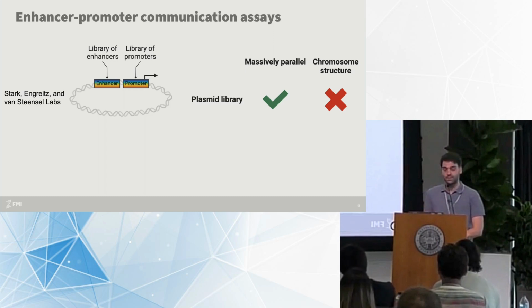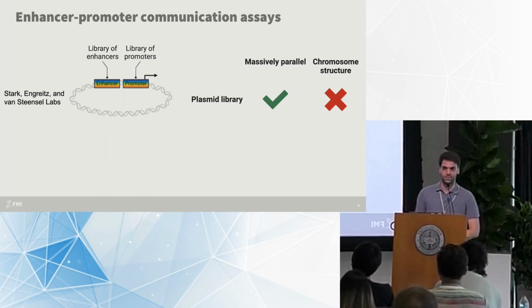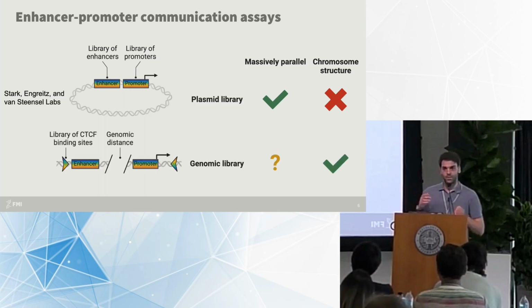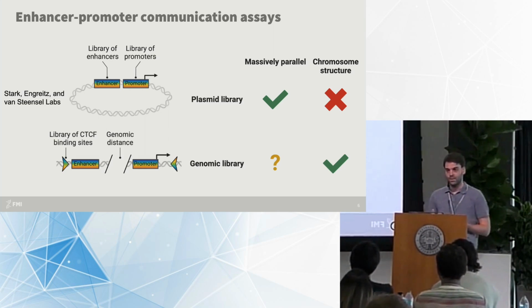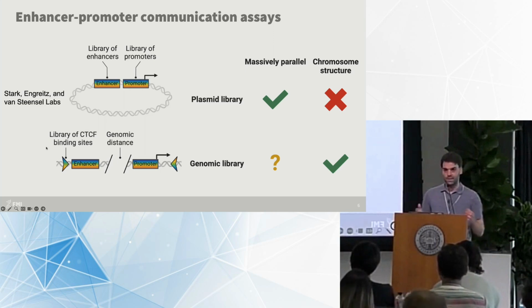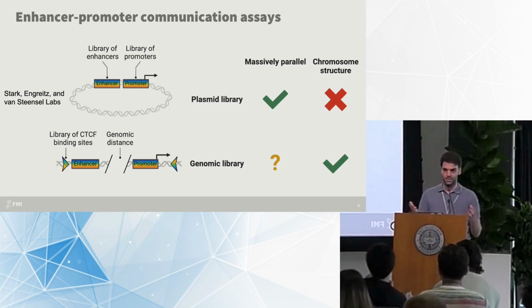So therefore, this is a great limitation in the field, because there are results that suggest that indeed chromosome structure might be a very important determinant of enhancer promoter communication specificity. So in order to address this question, we need a completely new assay where we can not only investigate a library of enhancers and promoters, but also have a library of CTCF binding sites to be able to control chromosome structure between them, and also to separate them by a meaningful distance of tens of thousands of base pairs.